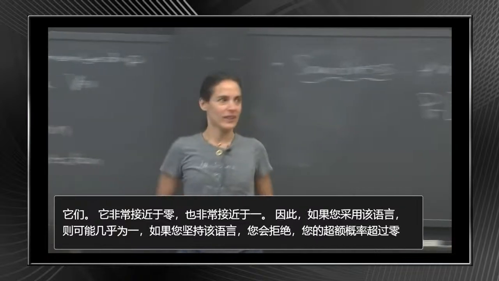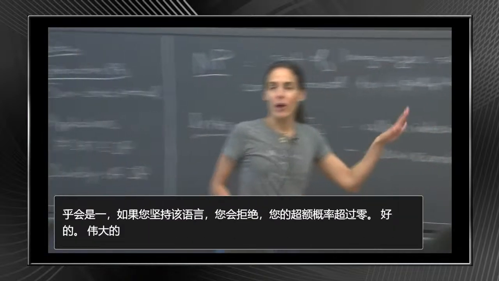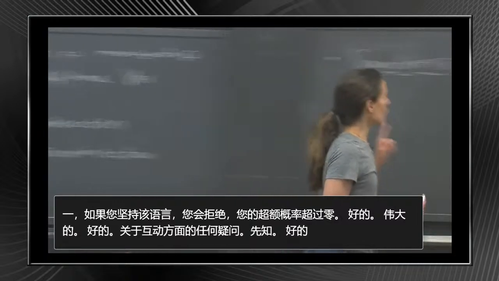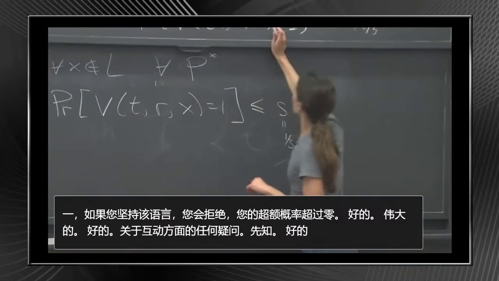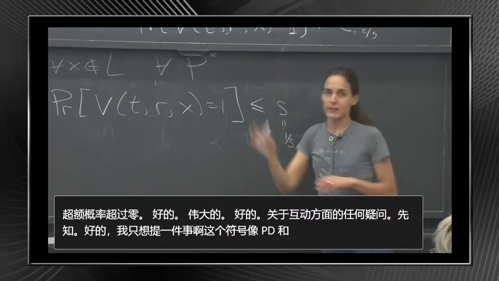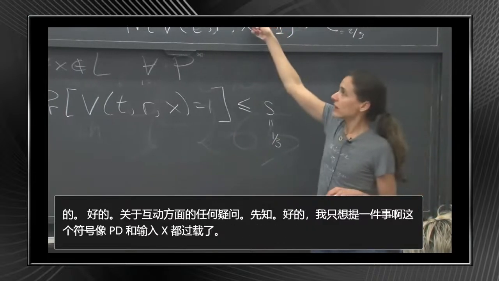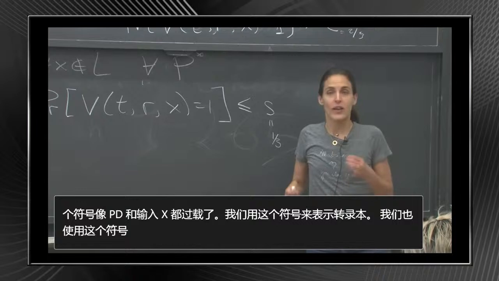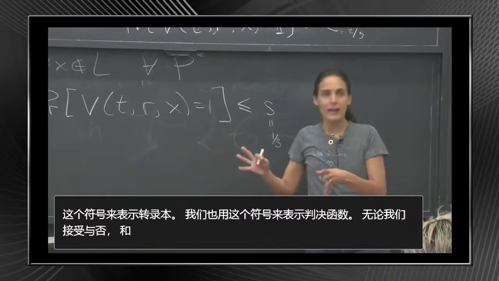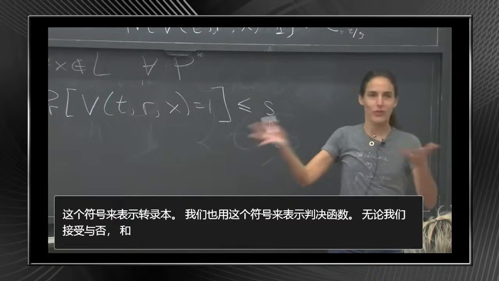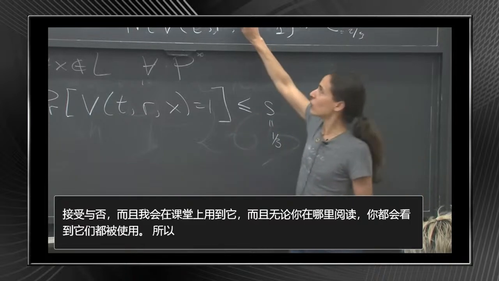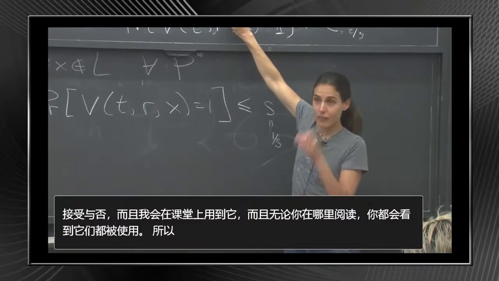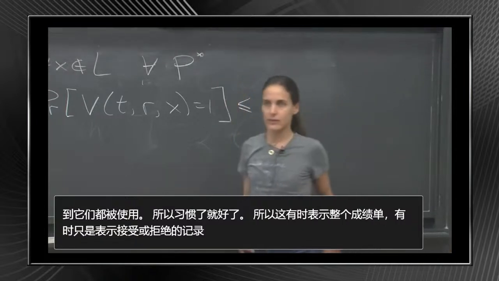Okay? Great. Any question about what an interactive proof is? Okay, I just want to mention one thing. This notation, like PV on input X, is overloaded. We use this notation to denote the transcript. We also use this notation to denote the verdict function, whether V accepts or not. I'll use that in class, and also wherever you read, you'll see both of them used. So it's good to get used to. Sometimes it denotes the entire transcript, sometimes it just denotes the acceptance or rejection bit of the verifier. It'll be clear from the context.